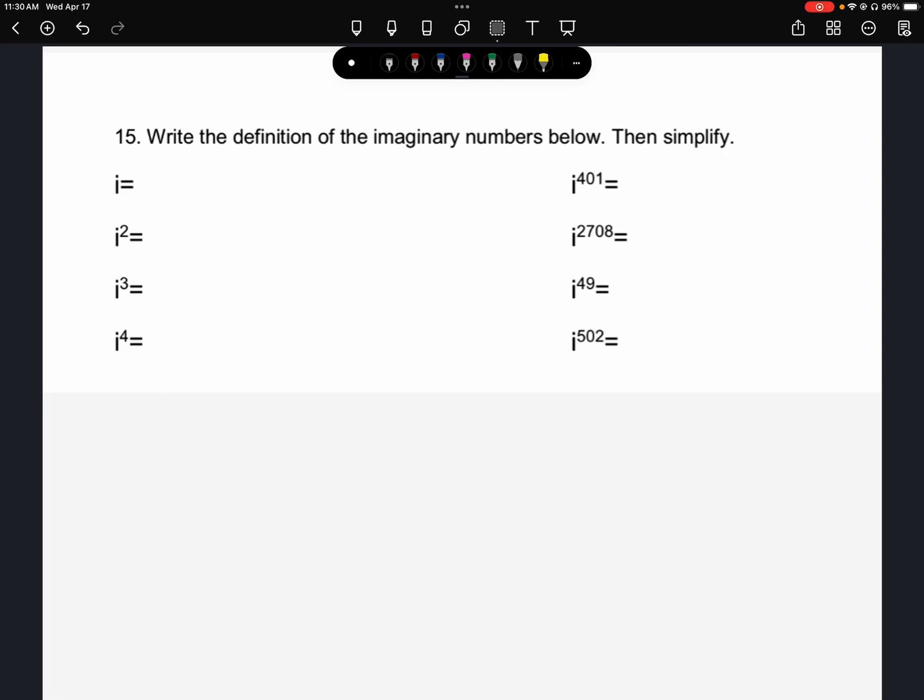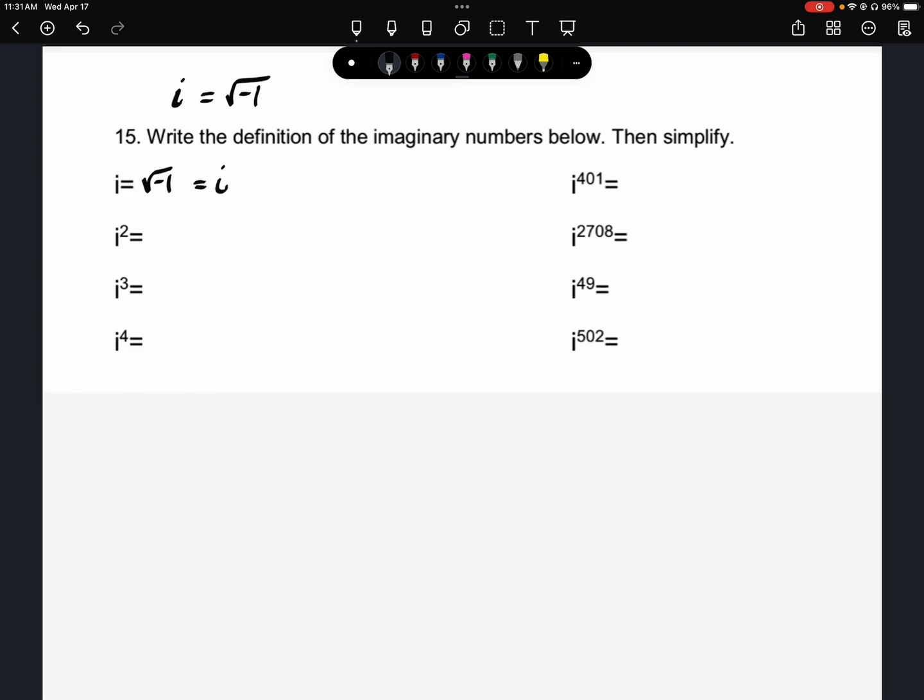Just remember here, we know that i is really the same thing as the square root of -1, right? So that's kind of like our definition. i is equal to the square root of -1. So to find these values, since i equals the square root of -1, you could write i equals the square root of -1 right here if you wanted to, but just know that that equals i.